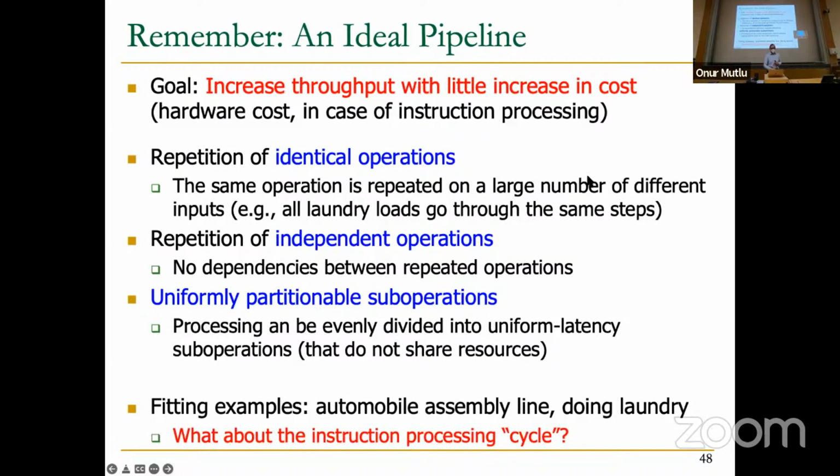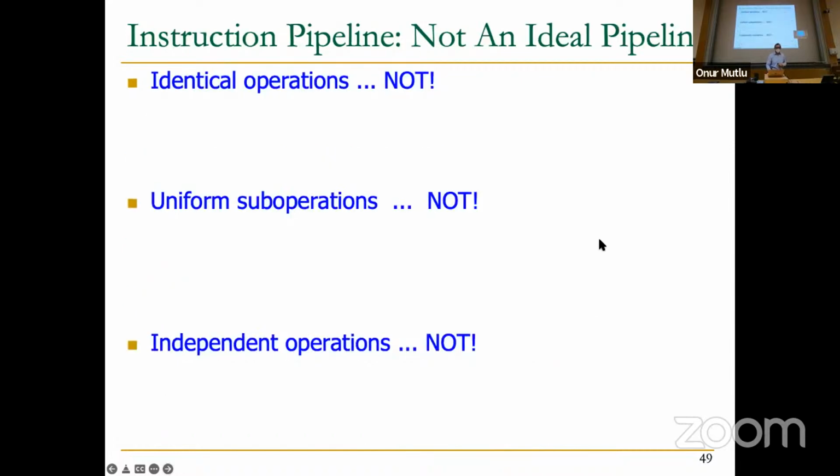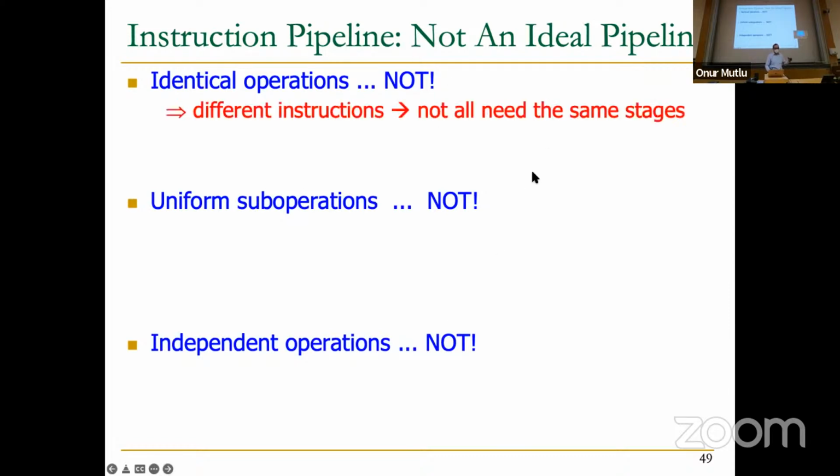Okay, remember an ideal pipeline. I will not go through this, but we're going to examine the instruction processing pipeline in terms of these identical operations, independent operations, uniformly partitionable sub-operations. Hopefully you have a good intuition of what these are in the laundry or the automobile assembly pipeline. But basically, instruction processing pipeline is not an ideal pipeline in any of these dimensions.